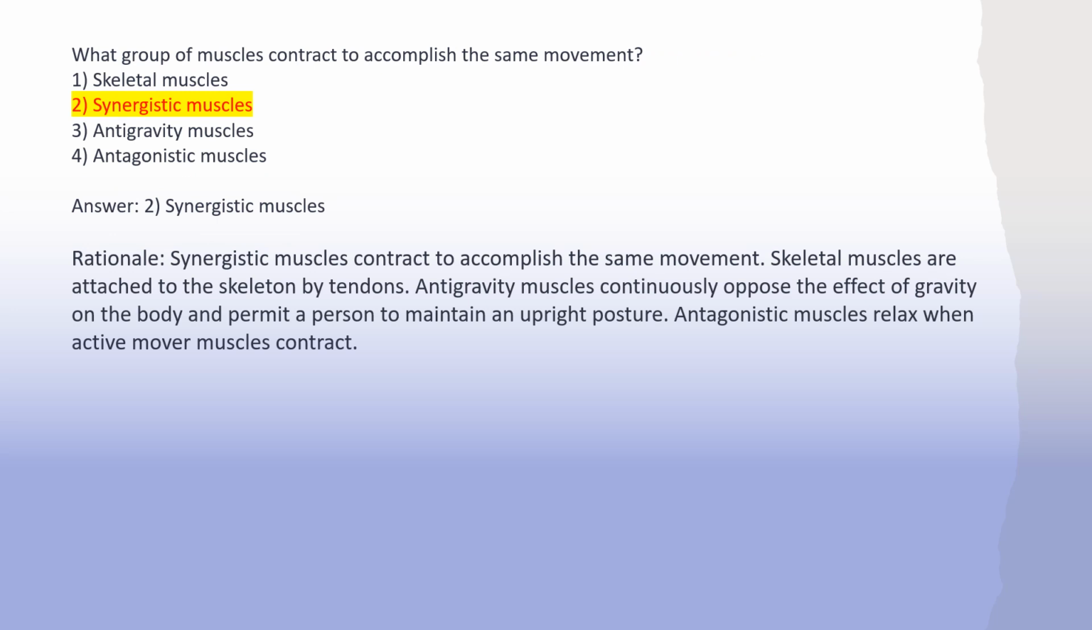Answer 2. Synergistic muscles. Rationale: synergistic muscles contract to accomplish the same movement. Skeletal muscles are attached to the skeleton by tendons. Anti-gravity muscles continuously oppose the effect of gravity on the body and permit a person to maintain an upright posture. Antagonistic muscles relax when active mover muscles contract.